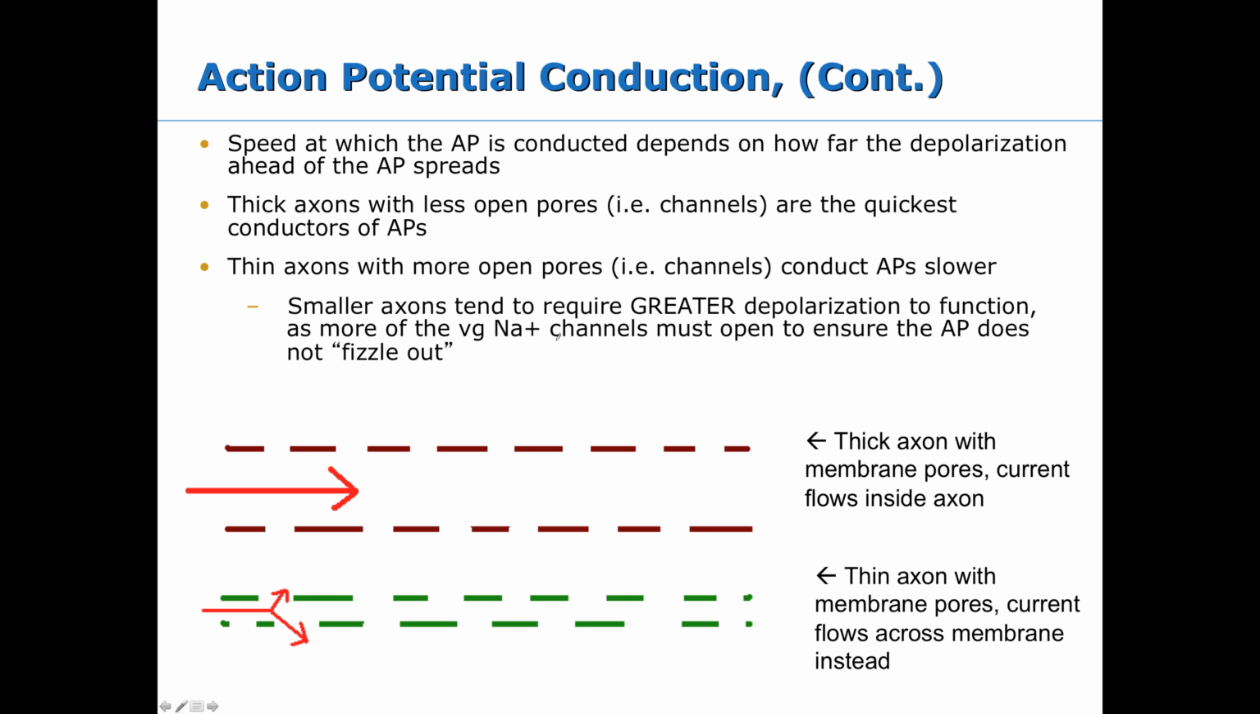So the speed at which the action potential is conducted will depend on how far the depolarization ahead of it will be able to spread. So thicker axons that have fewer open pores or channels are the quickest conductors of action potentials. So in thick axons with membrane pores, the current will flow inside the neuron, whereas in thinner axons with membrane pores, the current will tend to flow across the membrane instead.